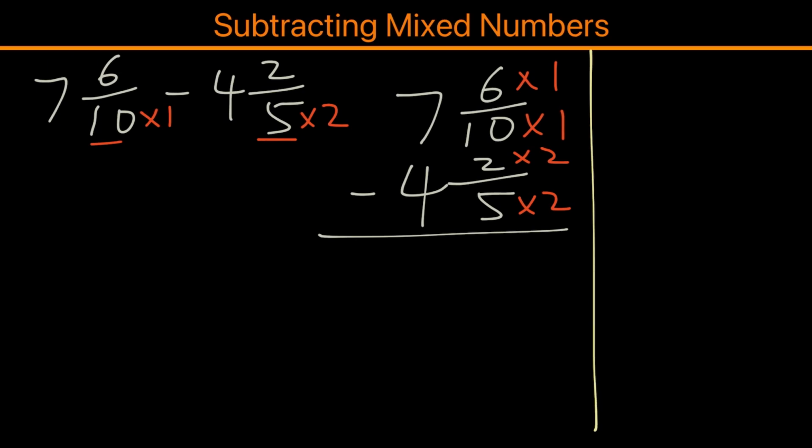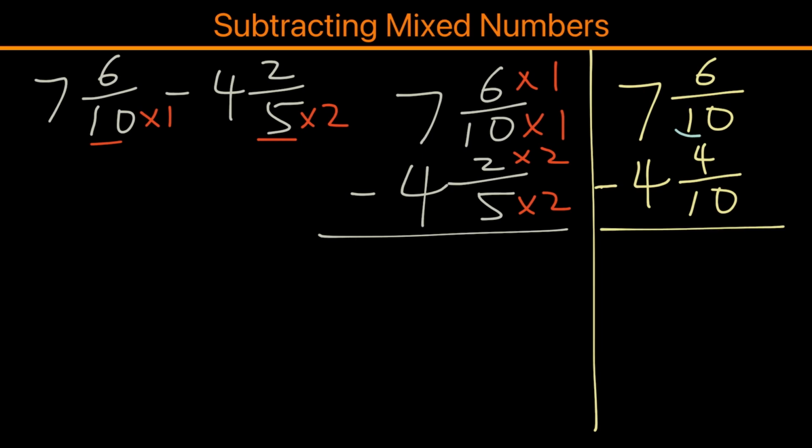And now to rewrite this, now that we have the denominators the same, we can proceed with the subtraction. So we'll simply take 6 minus 4 equals 2. And then 7 minus 4 equals 3.